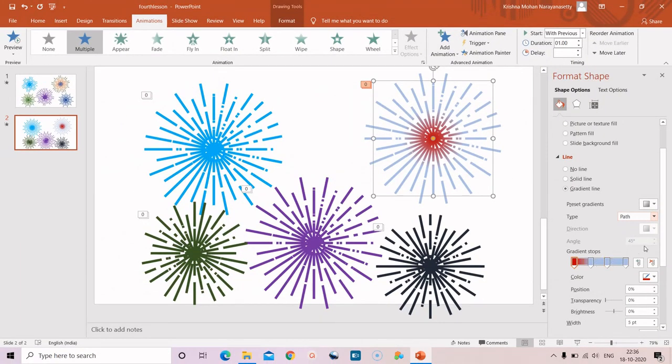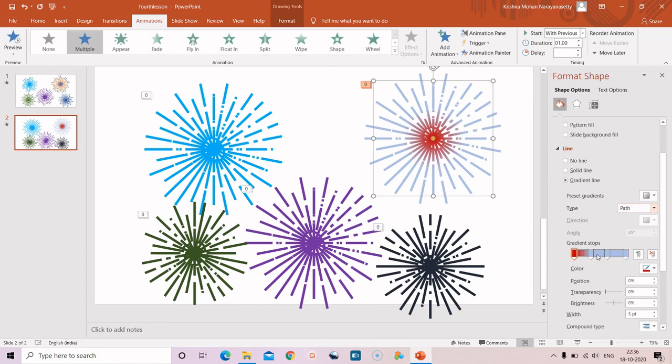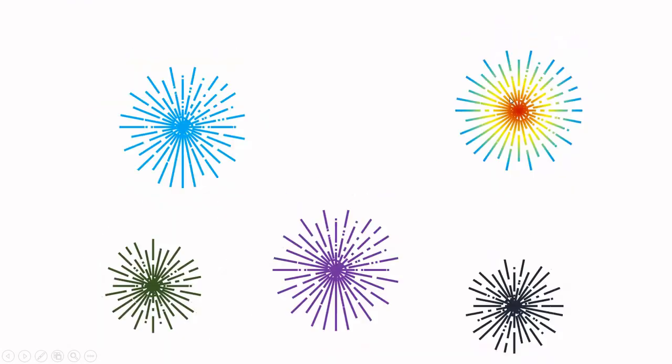So similarly, for the second gradient stop, I'm selecting a different color, say yellow, and for the third gradient stop, I'm choosing a different color, blue, and for the fourth gradient stop, I'm choosing a different color, purple. So this star has 4 colors now. So let us play it. So this one is more attractive with 4 colors, right? Similarly, we can change it to all other stars as well.